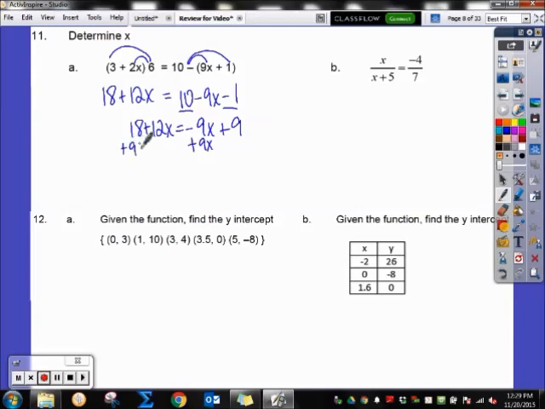I'm going to get my x's together first. So 18 plus 21x equals 9. So 21x equals negative 9. And if we can simplify that, x is going to equal, so we can reduce negative 9 over 12, so that would be negative 3 over 4.